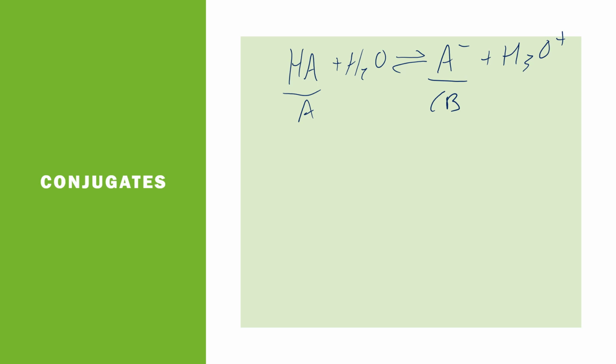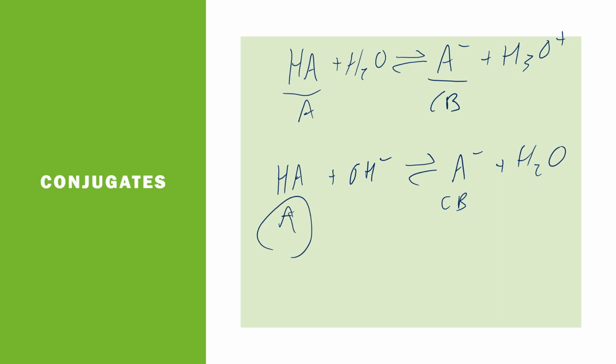When this acid reacts with something, like a base of some kind, it's also going to form that conjugate base and water. So again, acid, conjugate base. When you have half of the acid reacted, then your acid and conjugate base concentrations will be equal.